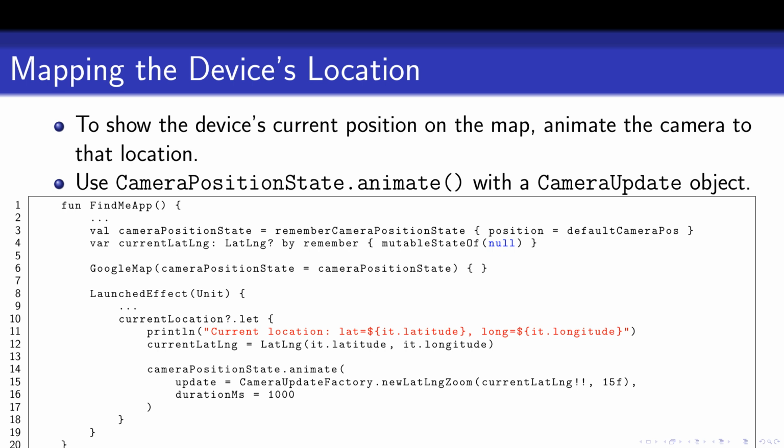You'll typically wrap this logic in a launched effect, so it runs once the app has permission and the location is available. This approach ensures the user always sees their position centered in the map when the app starts.